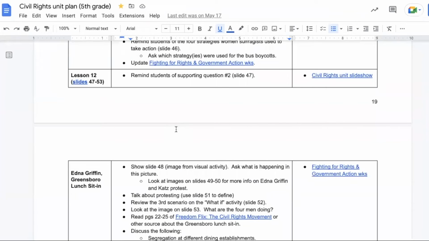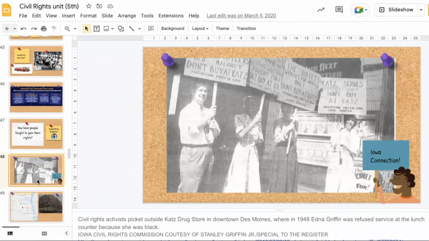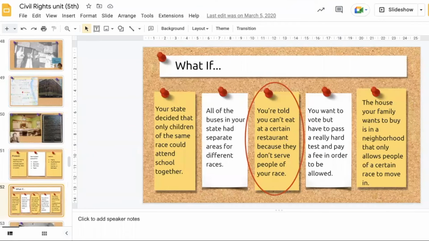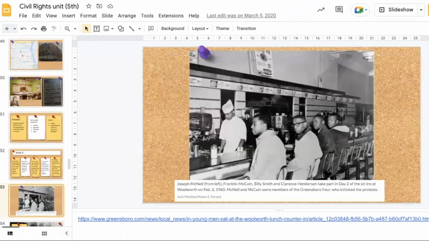In lesson 12, we learn about Edna Griffin and the Greensboro lunch sit-in. This is an Iowa connection as Edna Griffin was refused service at the lunch counter outside Katz's drugstore in downtown Des Moines, which sparked a protest. Talk about the 2 types of protesting, the nonviolent and the violent, and then focus in on the 3rd, what if, to start talking about the Greensboro lunch sit-in.